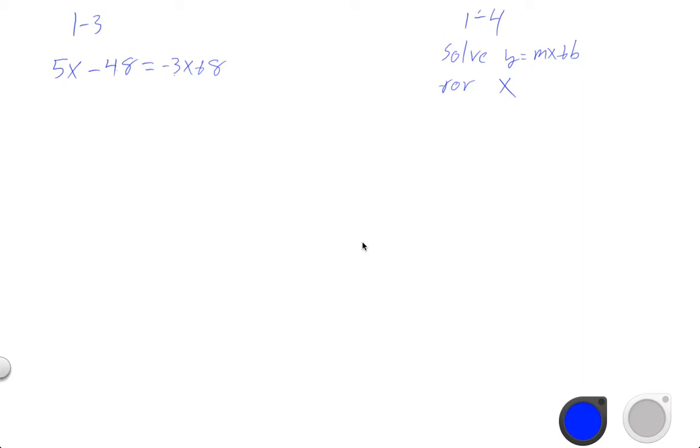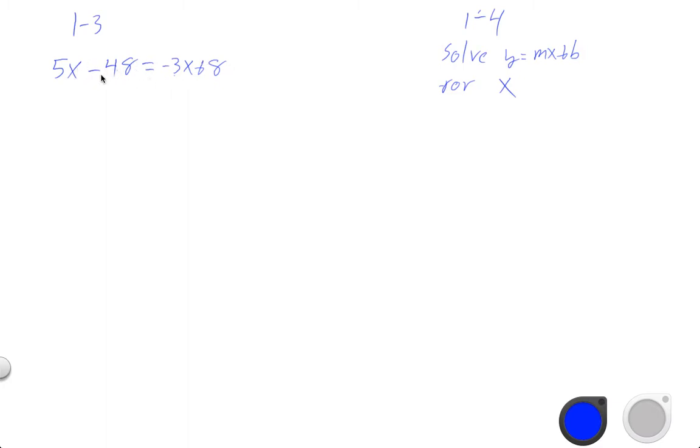1-3 and 1-4. 1-3, we have 5x minus 48 equals negative 3x plus 8. Very similar to what we've already been doing, but we want all the x's on one side, all the numbers on the other side, because we're trying to figure out what does x equal.